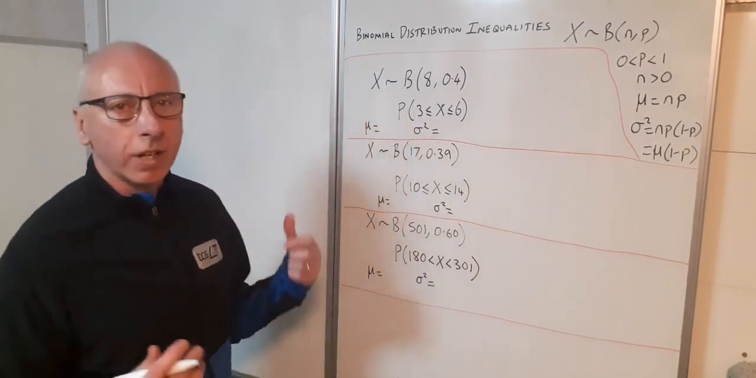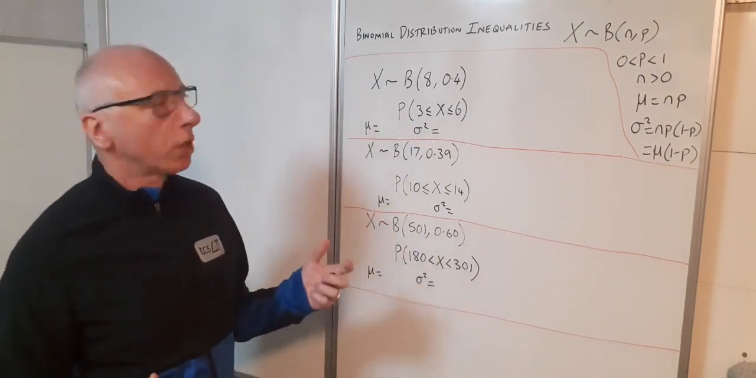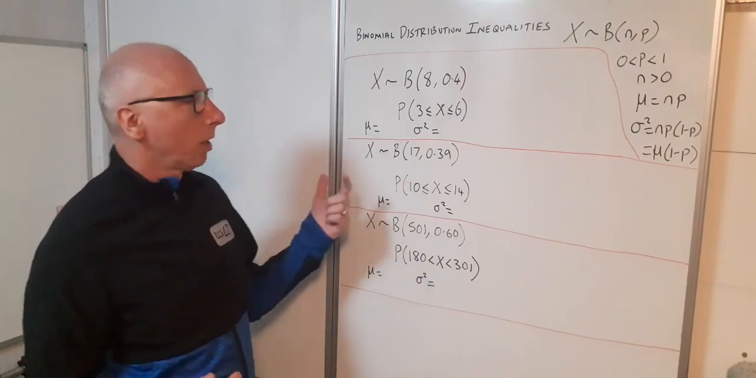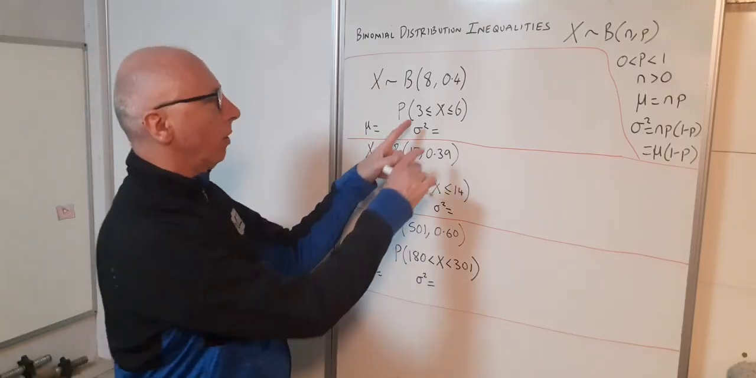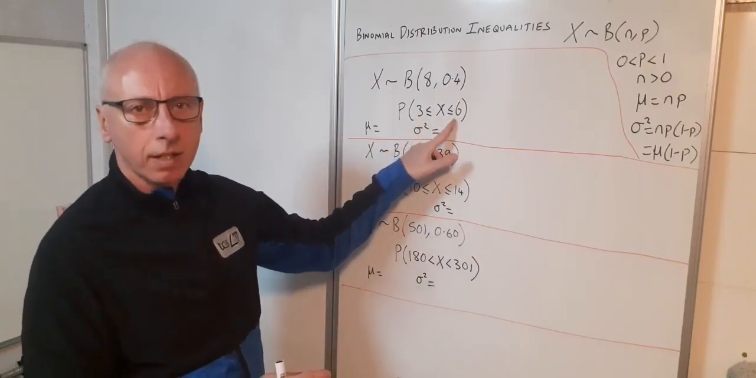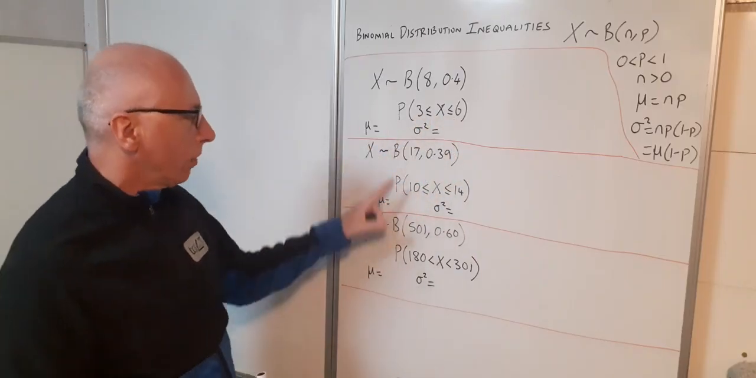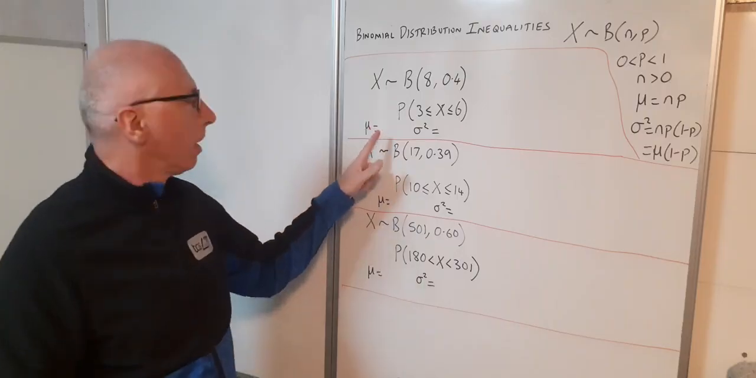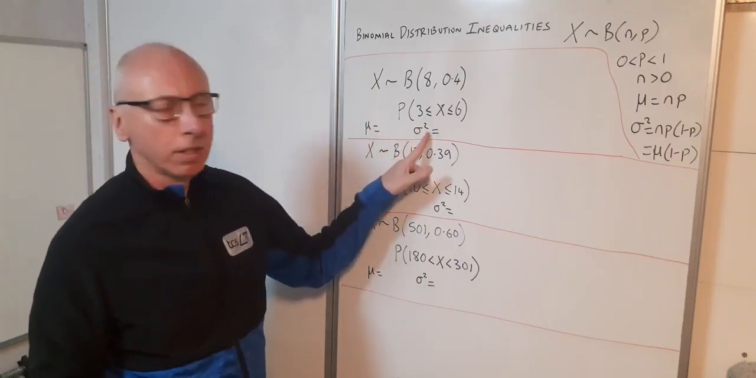So in this question here, we're going to calculate some binomial distribution inequalities. The main goal here is going to be to calculate the probability that x is in between 3 and 6 inclusive. And on each one of these questions, we're also going to calculate the mean and the variance.